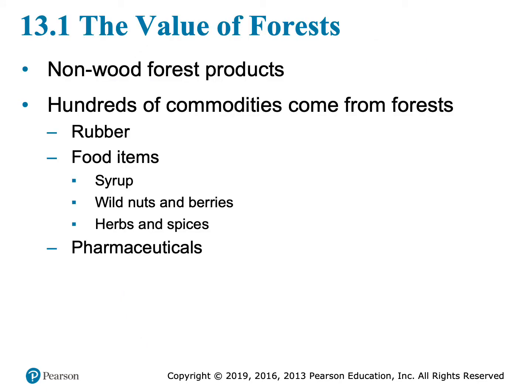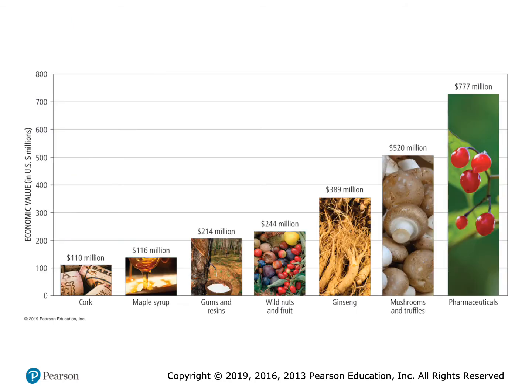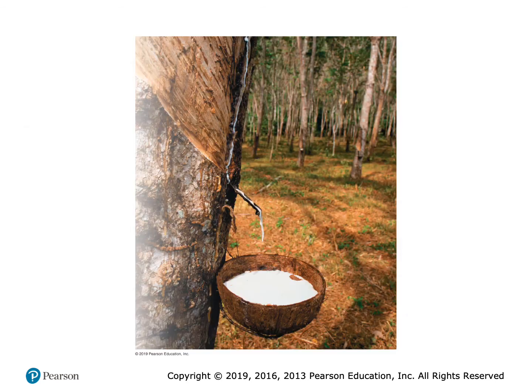If we look at non-wood forest products, a lot of non-wood forest products come from forests themselves. Things like rubber, food items, maple syrup from trees, wild nuts and berries, herbs and spices, and other pharmaceuticals. And this is a look at a graph showing that more than just wood comes from the forests, and the approximate economic value of what comes from them. So it's kind of interesting to see pharmaceuticals, mushrooms, ginseng, wild nuts and fruits, gums and resins, maple syrup, and cork.